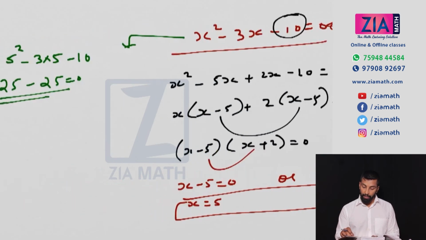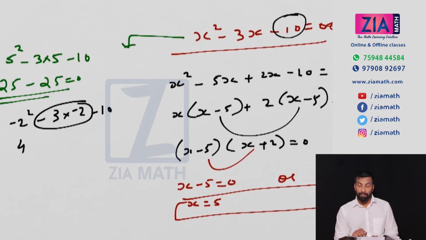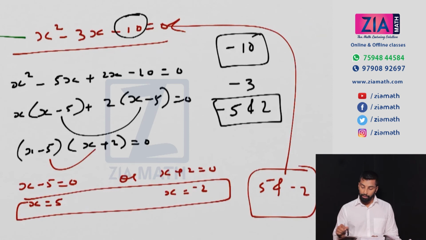Then what is the next value? Minus 2. So x square means minus 2 square minus 3 into minus 2 minus 10, right? So minus 2 square means 4. This is plus 6, okay? Then minus 10. So 10 minus 10 is equal to 0. So at these two values the equation is satisfied. That's why we call it a solution or roots of the equation.